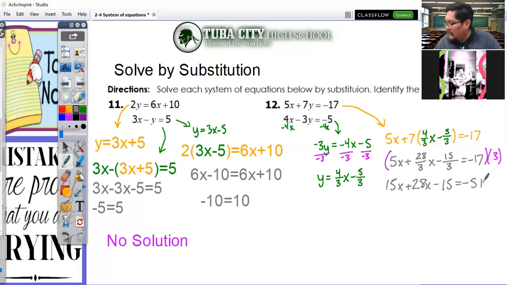but I'm going to double check that. Yeah, it is 51. So now I have no more fractions, which is probably a good thing. And now I have to do 15 plus 28, which is 43, oopsie, 43x. And then I'm also going to add 15 to both sides. It's negative, negative, so I'm gonna have to add them.